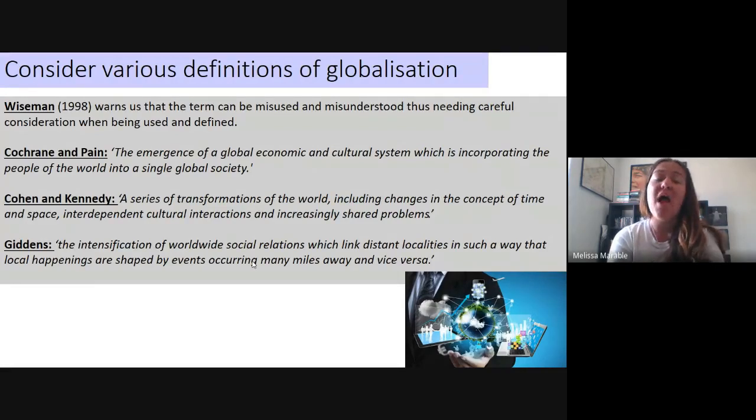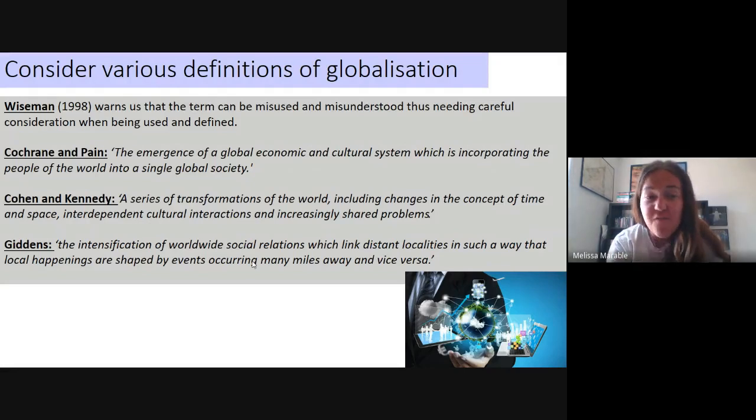If you get a big essay question on globalisation, you'll be expected to define it, especially in an evaluation question. What are the different definitions of globalisation? So we've got Wiseman, 1998, who warns us that the term can be misused and misunderstood, and therefore needs careful consideration when being used and defined. Even though we haven't really unpicked what globalisation means yet, Wiseman is very wise, and he's saying we need to be very cautious around it.